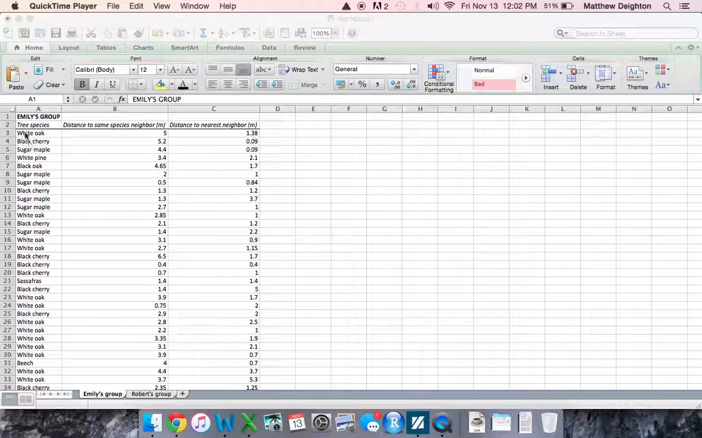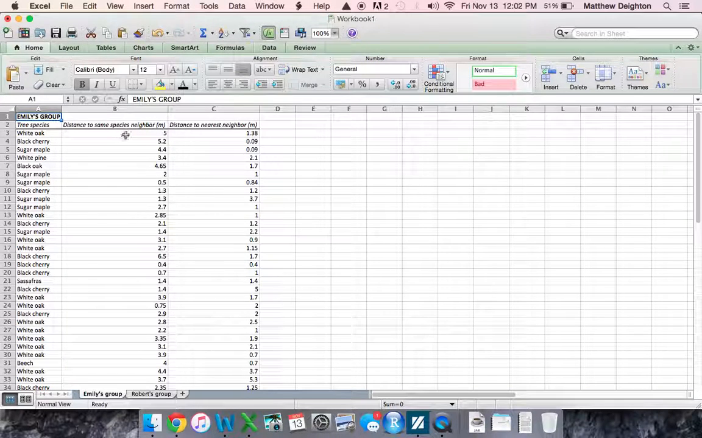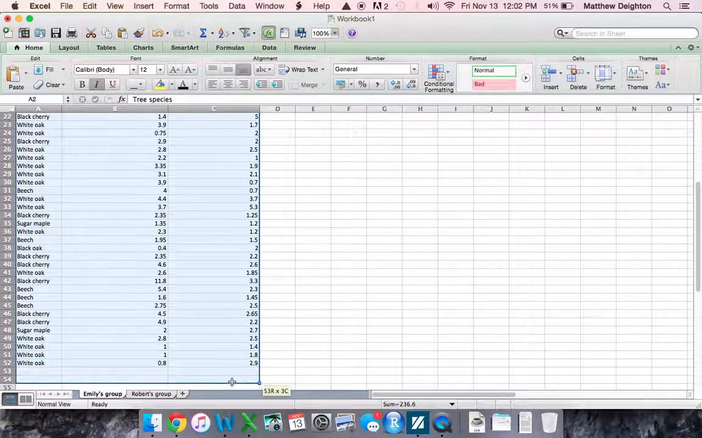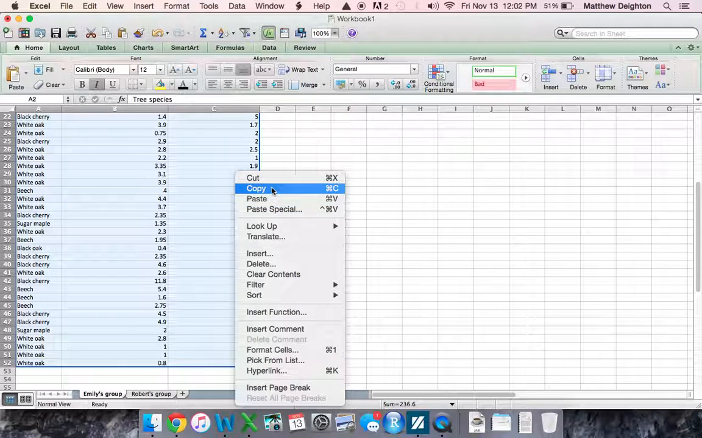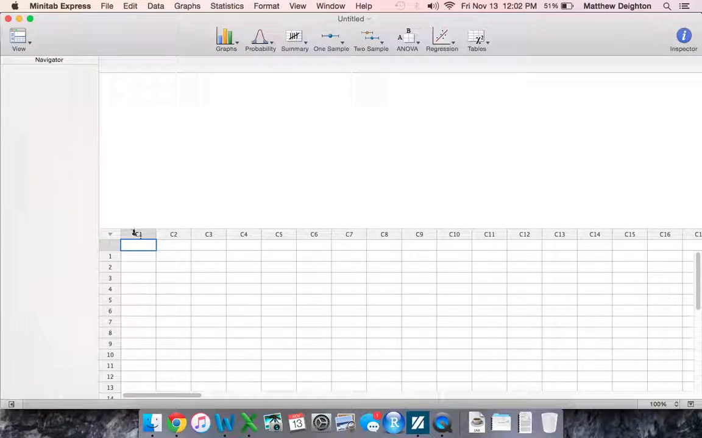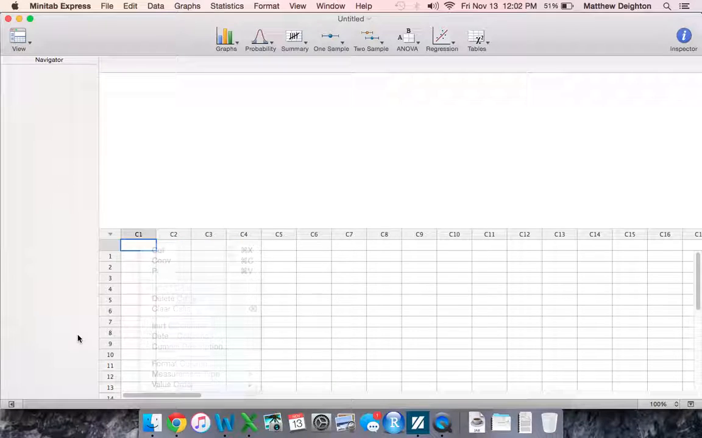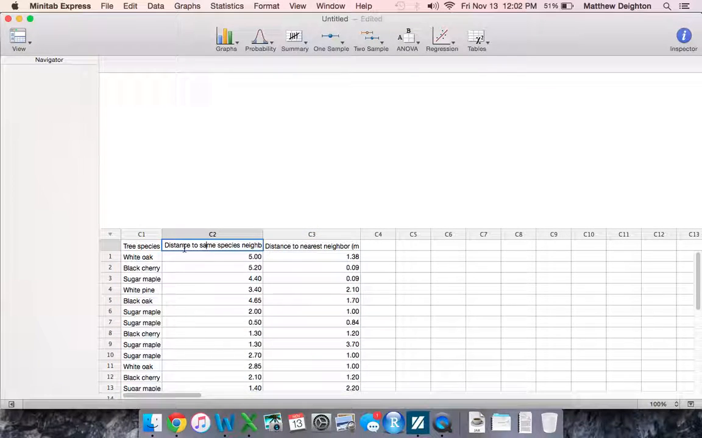So this is the data just as it was given to me on your guys' data sheets with our tree species, the distance to the same species neighbor, and the distance to the nearest neighbor in general. The first thing we'll do is copy and paste all of this data into Minitab. So I'm using Minitab Express, similar to what we were using last week. We'll paste that in. We can adjust these headings to fit all of the characters.